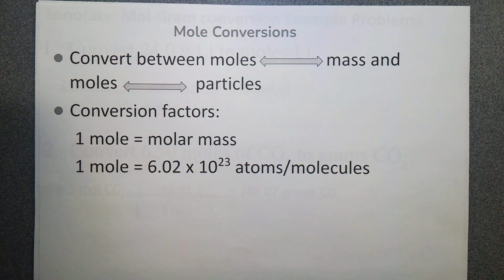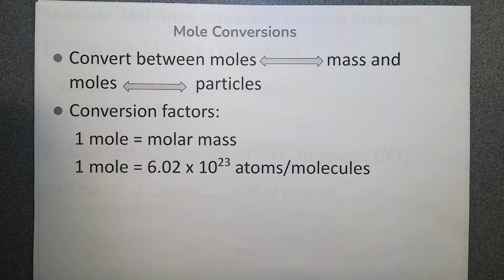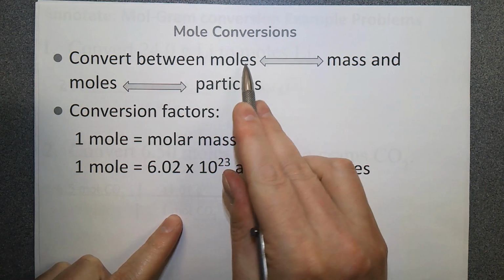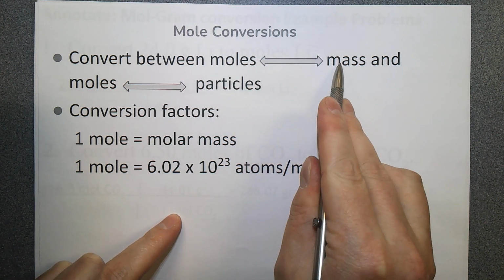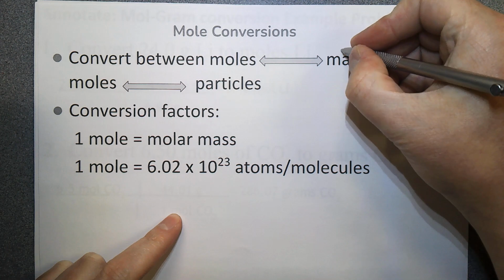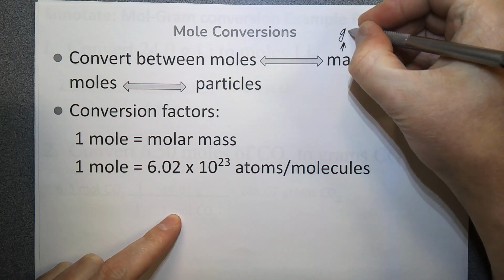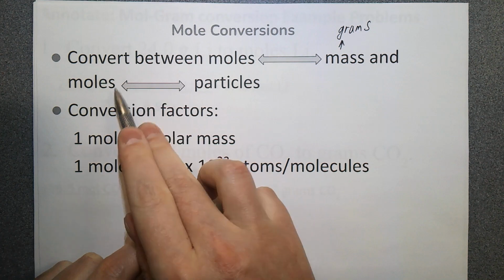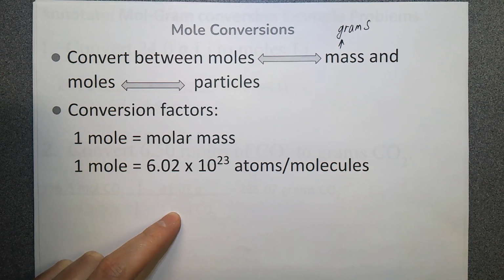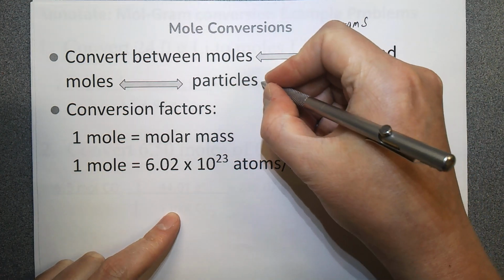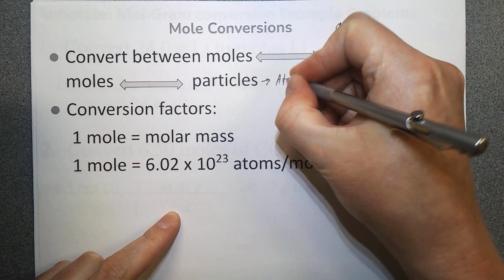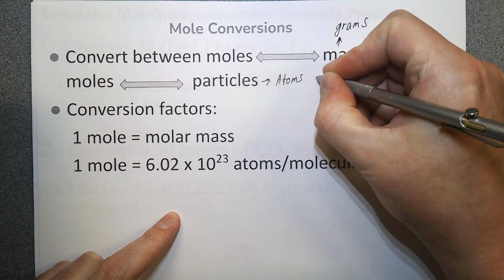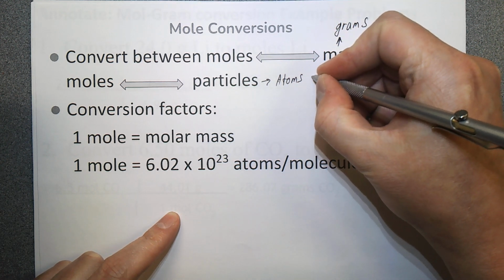First slide, specifically the type of conversions that we're talking about is going between moles and mass. Usually we measure mass in grams, usually we'll see that for a mass. And then moles and particles. Particles is kind of a catch-all word for whether we're talking about atoms or molecules. We can just say the word particles and we don't have to be specific.